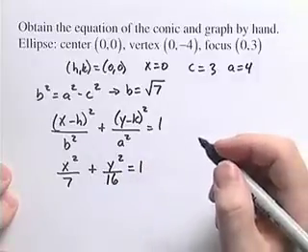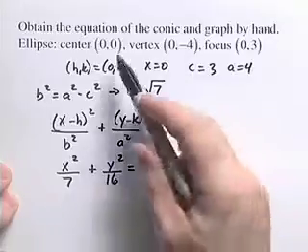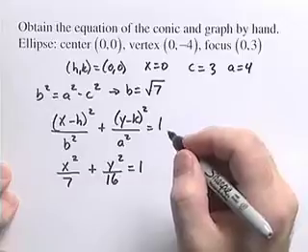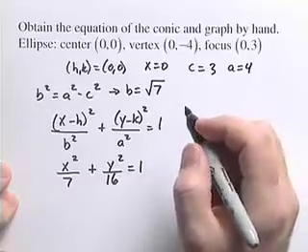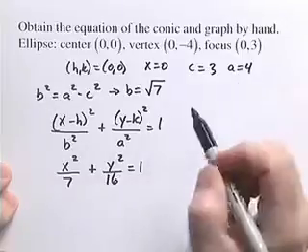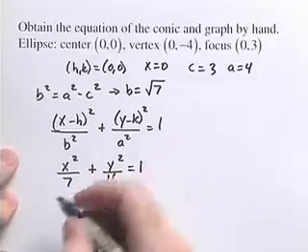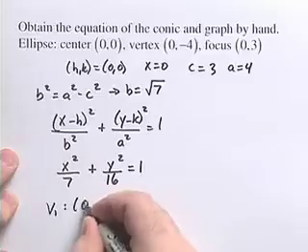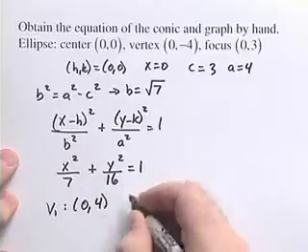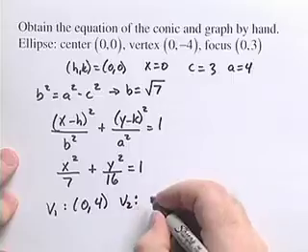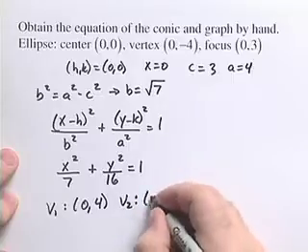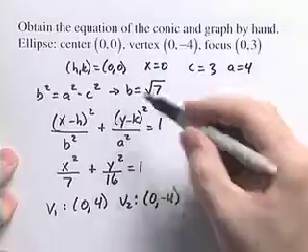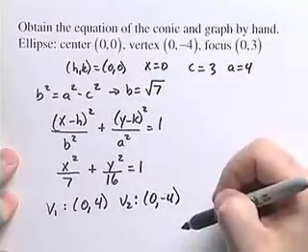To graph the equation, we're going to use the fact that our center is at 0, 0. The major axis is the y-axis, so the vertices are going to be a equal to 4 units above and below the center. Therefore, we'll get our vertices, say v1 is going to be 0, 4. And our second vertex will be at the point 0, negative 4. Since the center is at 0, 0, we'll go up and down 4 units.